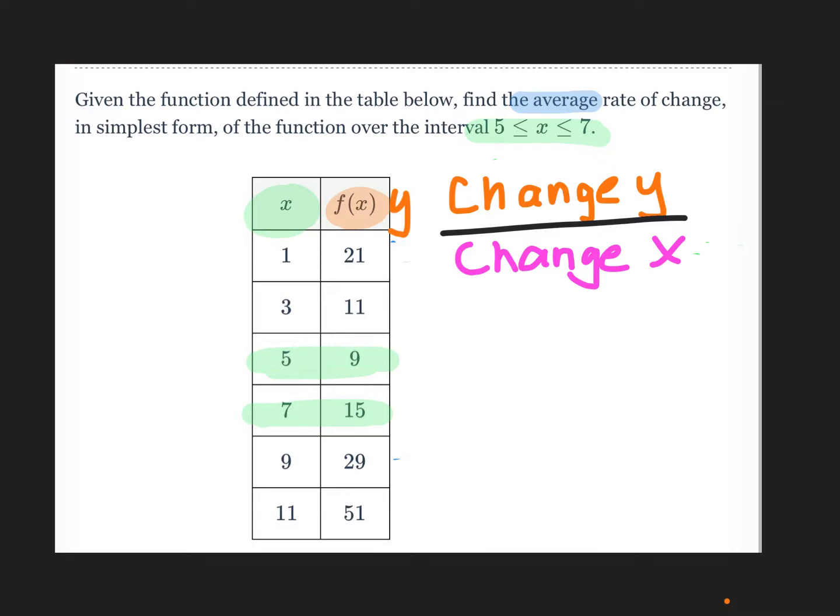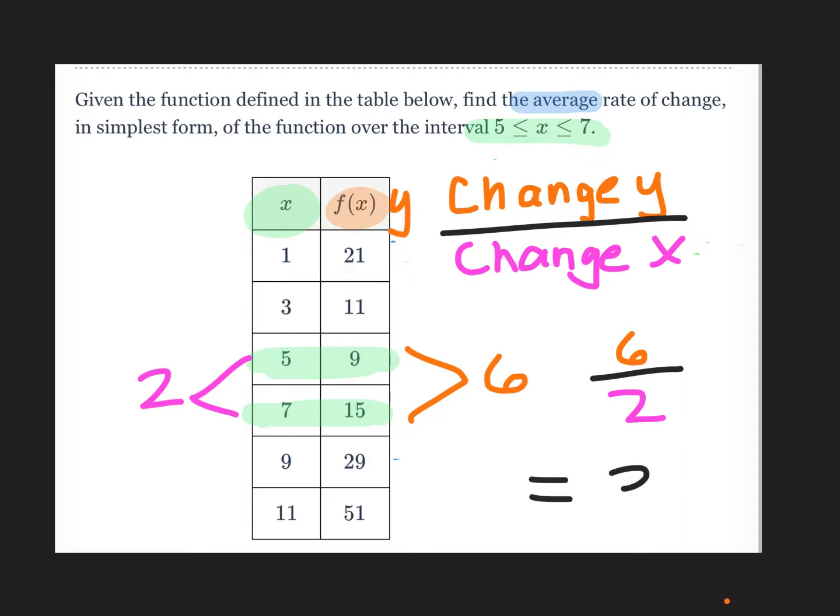So my change in my y values, I'm going to look right here. From 9 to 15, the difference is 6, and it's increasing, so it's a positive 6. And then on the left-hand side, where our x values are, this is increasing by 2. So if we do our change in y, which is 6, and divide that by our change in x, our final rate of change is 3, because 6 divided by 2 is 3.